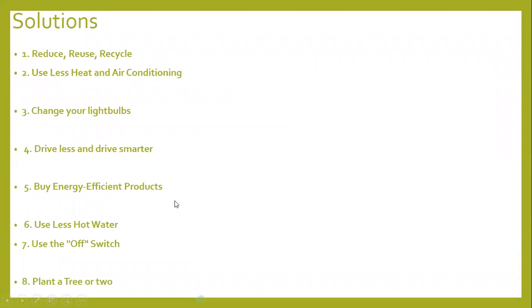Okay, so here are some solutions to global warming. Reduce, reuse, recycle. Use less heat and air conditioning. Change your light bulbs.